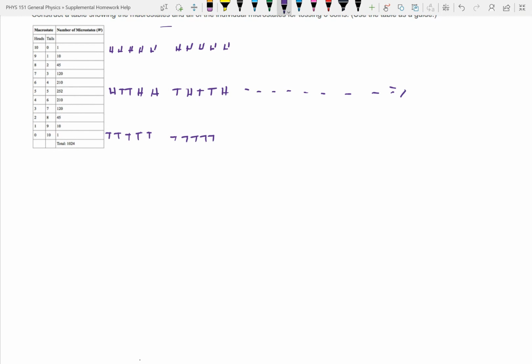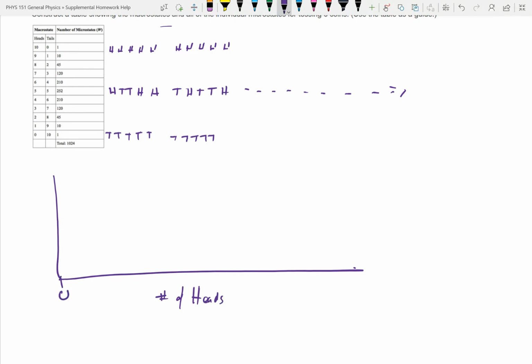What we often do is we make a graph. Here would be number of heads, so it's going to go from 0 to 10. And on this, I will have number of microstates. So at 0, I have 1. So 1 is going to be down here. And at 5, I will have 252.